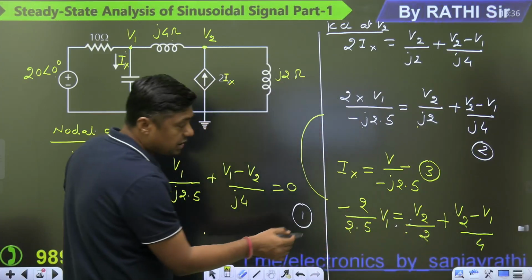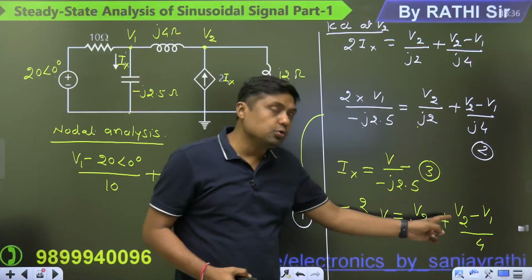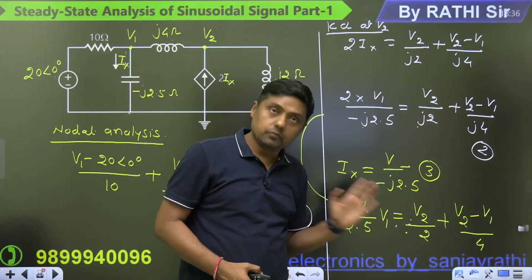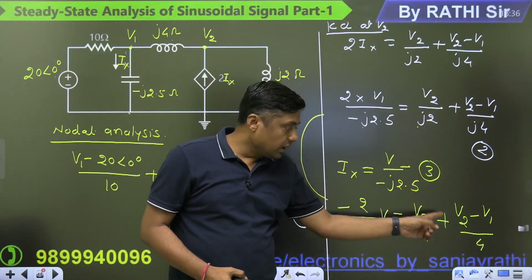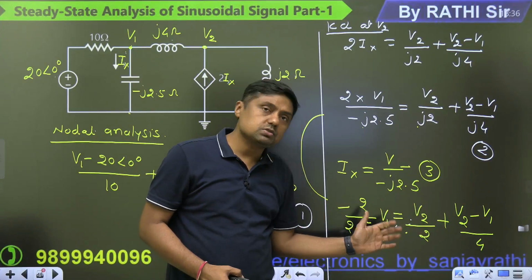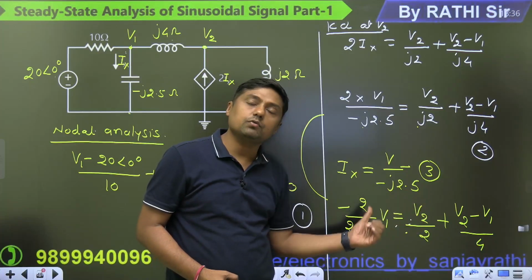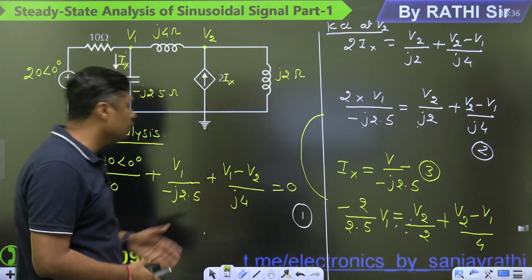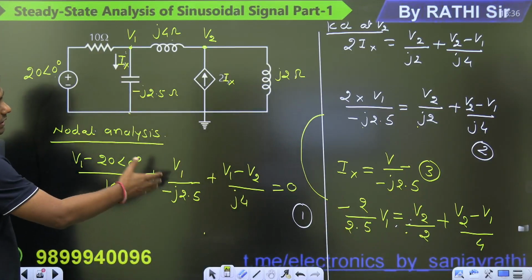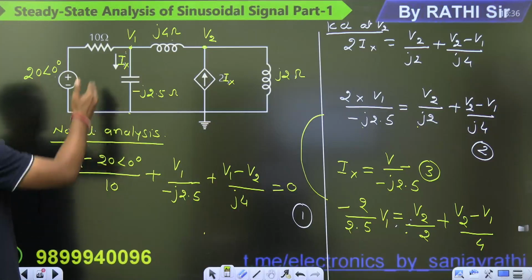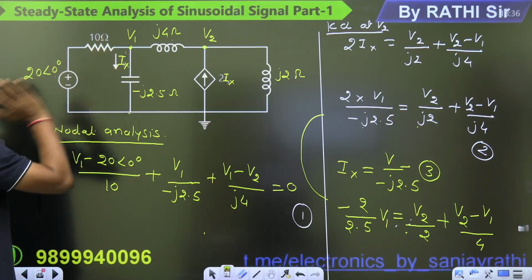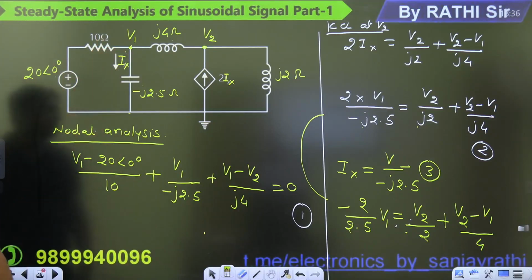From this equation, find V2 in terms of V1. I am giving you the shortcut. It is very easy. Shift the V1 on one side, V2 on the other side, and get V2 in terms of V1. Then put V2 in terms of V1 here and get the value of V1. Why? Because Ix is required, V1 divided by that. Finished. Tomorrow we will solve.